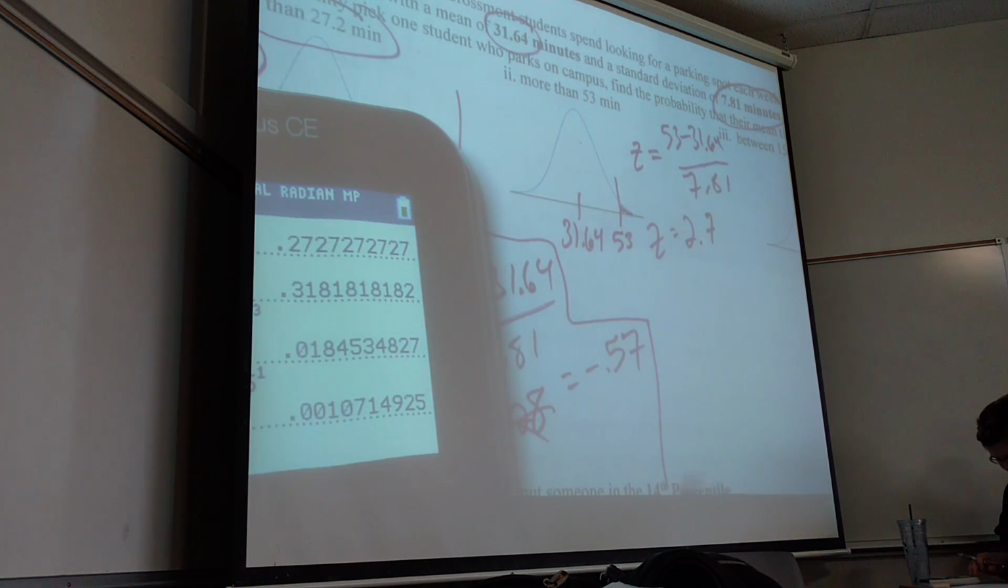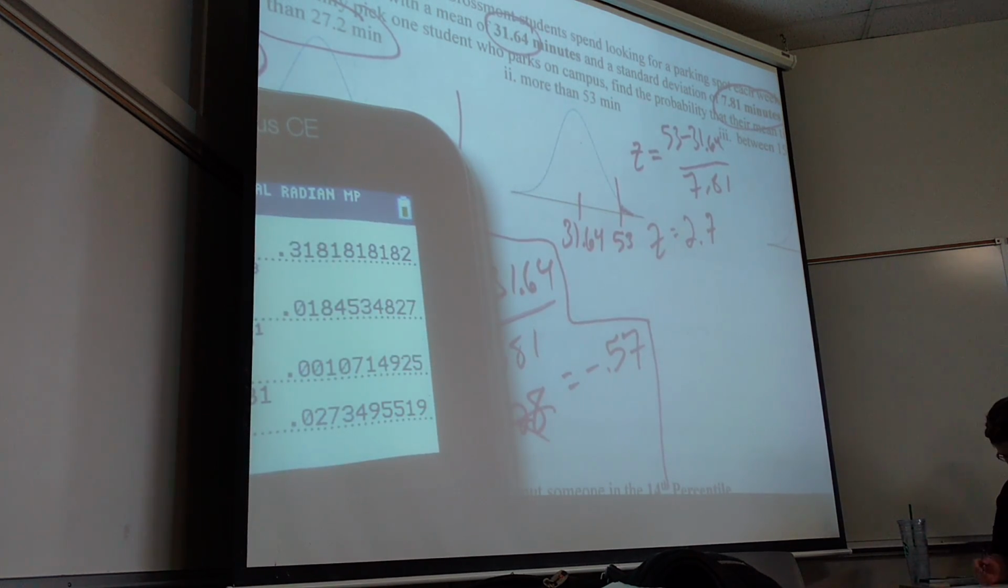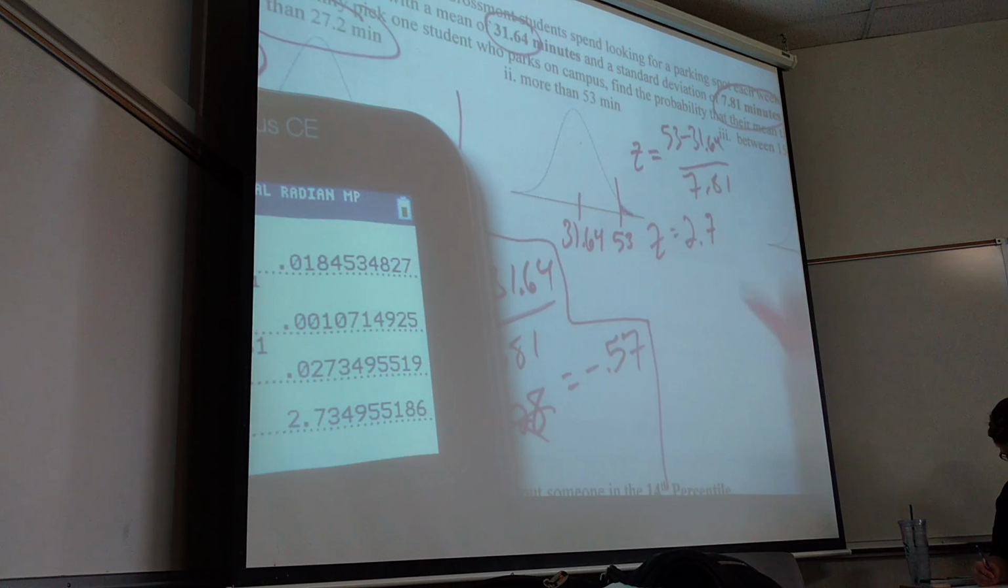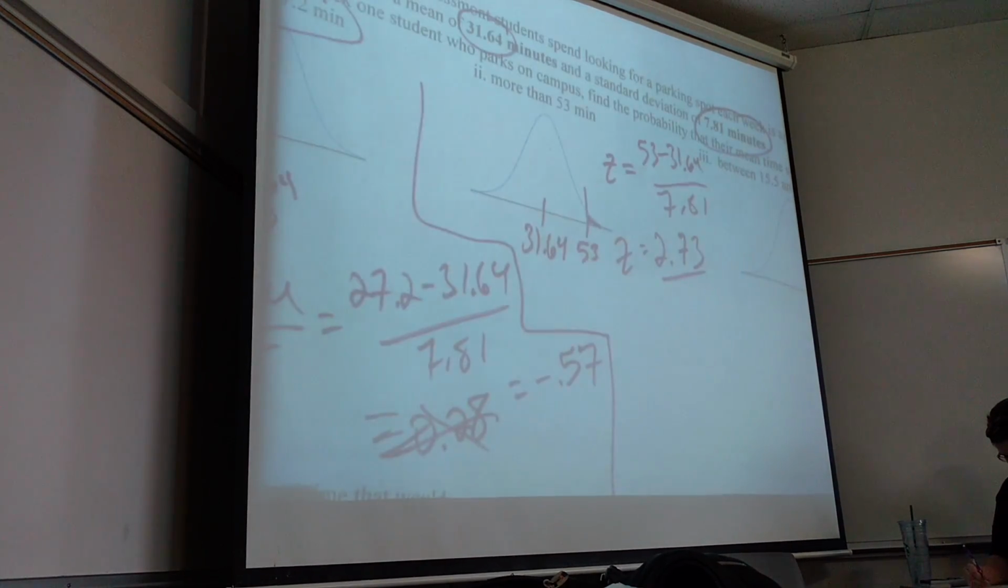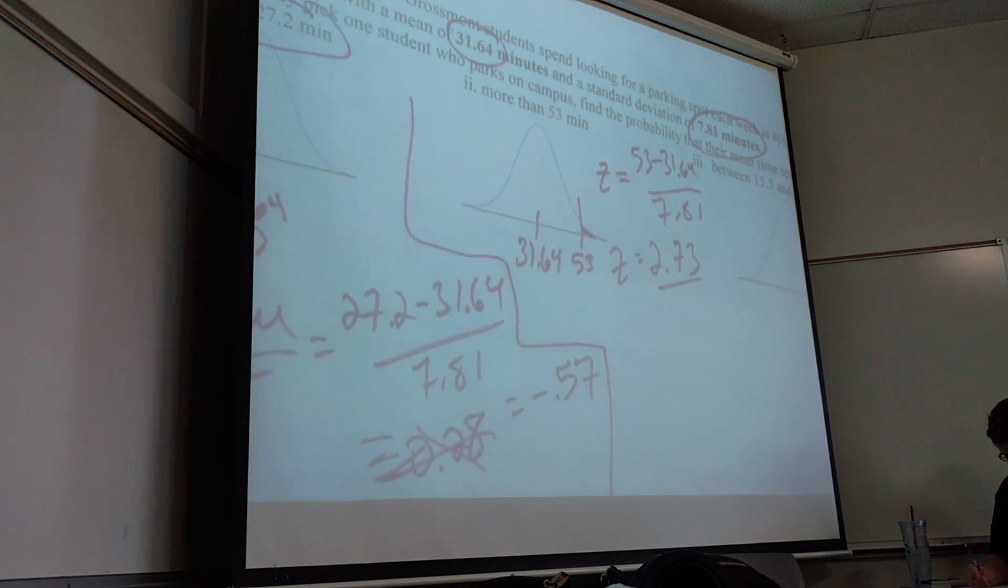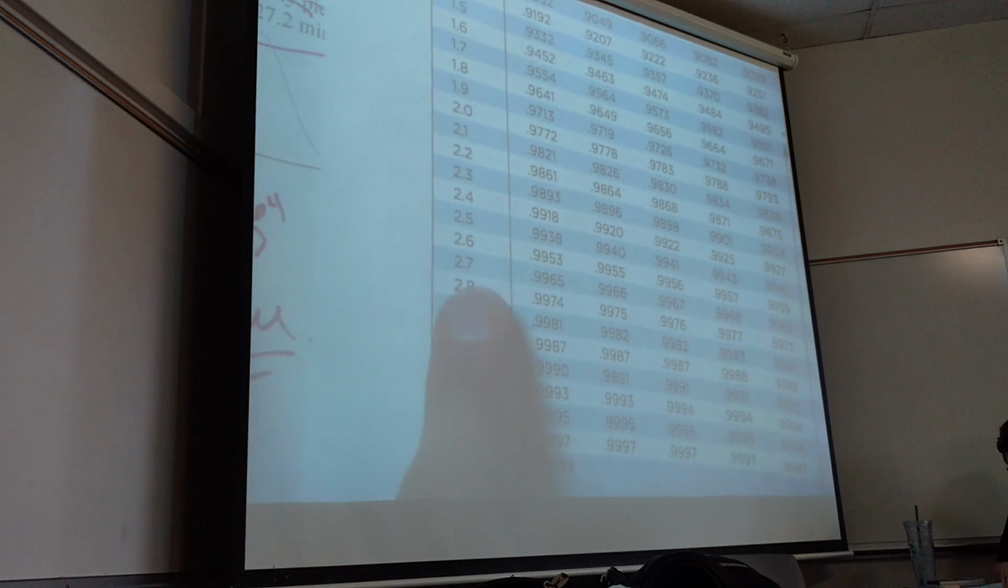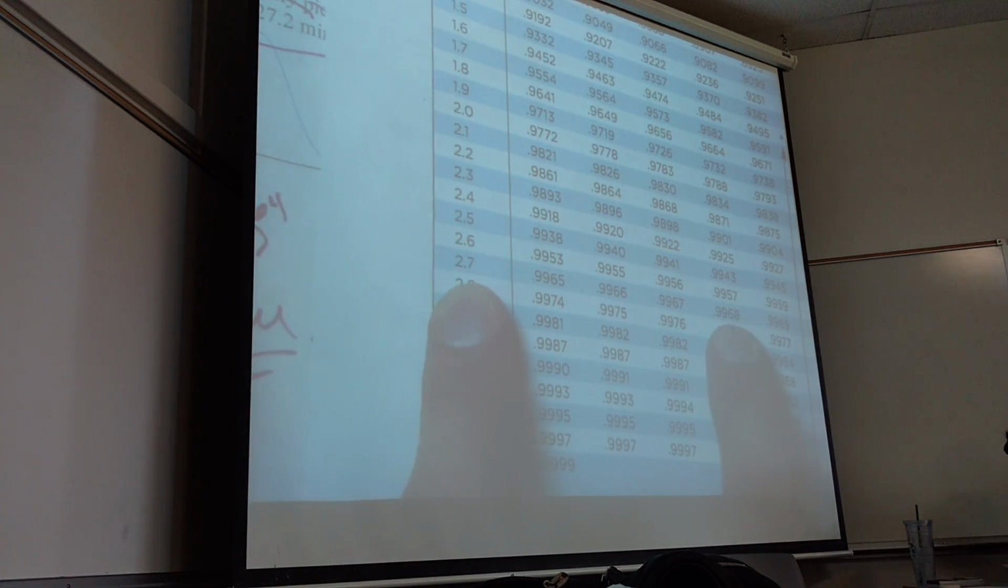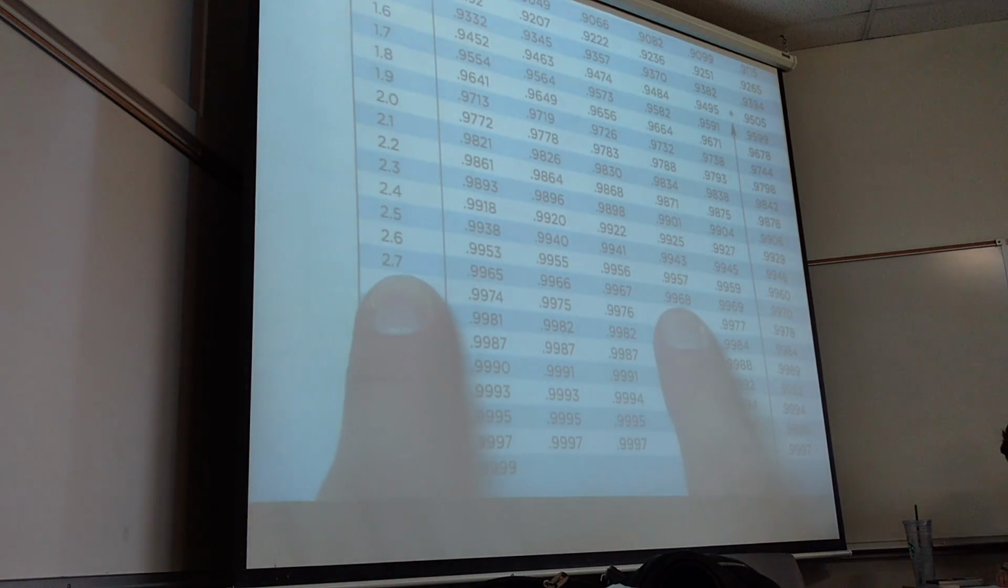Some dissension, yes. 2.73, okay, cool. Because it's 2.734, so round it to 2.73. You look that up in the chart: 2.73, 0.9968, so almost 100%.